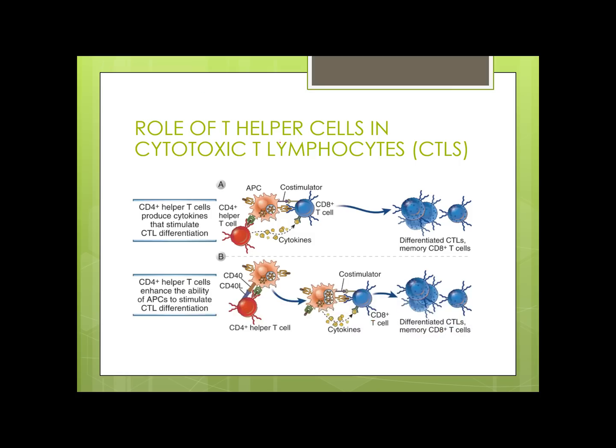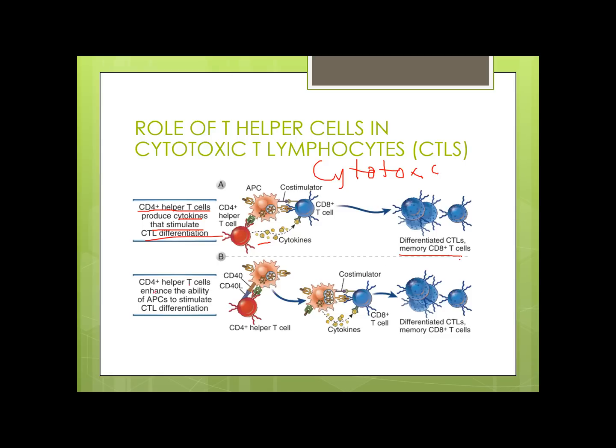So this is the role of your T helper cells in a cytotoxic T lymphocyte. CD4 positive T helper cells would produce cytokines that stimulate CTL differentiation. So upon secretion, class, ito yung helper nyo. Si CD4 helper nyo, when it encounters an APC, magsisecrete yan ng cytokines. Si cytokines nyo class will help the cytotoxic lymphocyte, the CTL, to differentiate into either an activated CTL or a memory CD8 positive T cell.